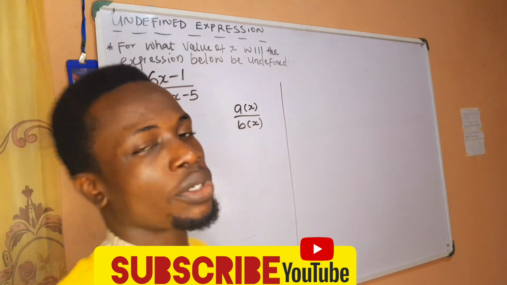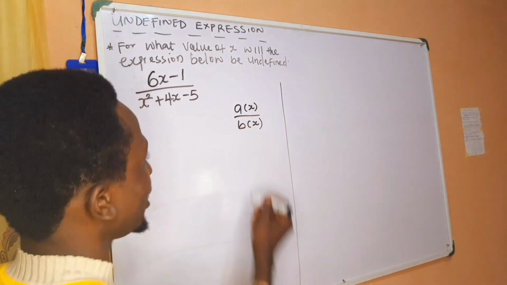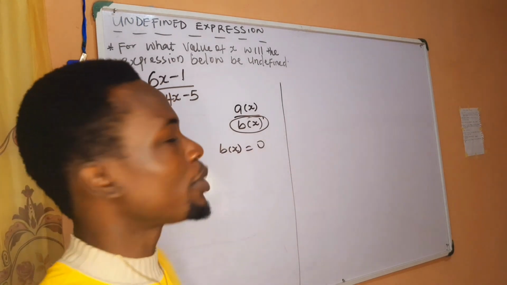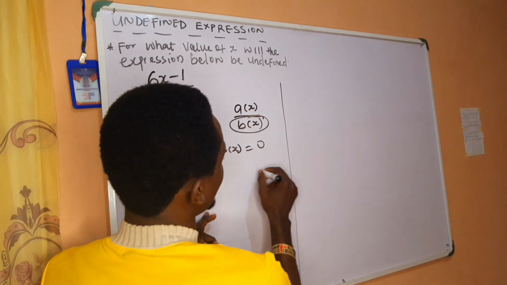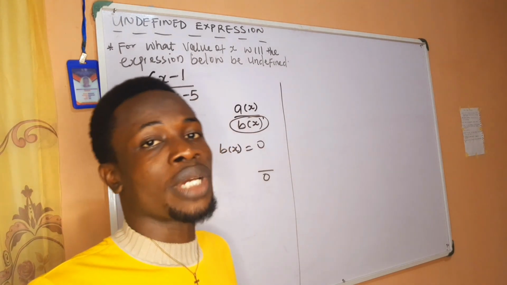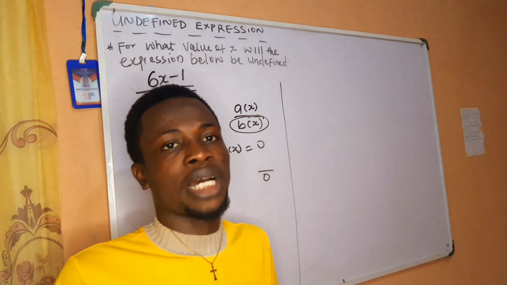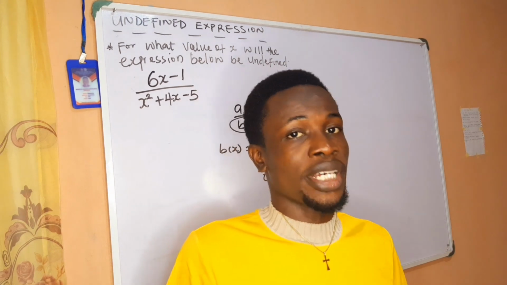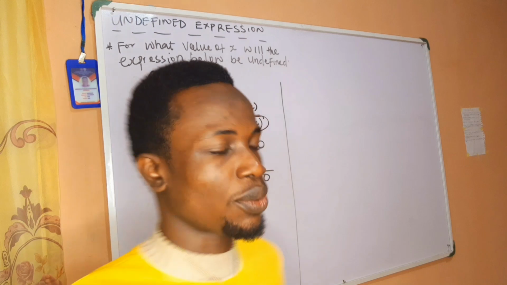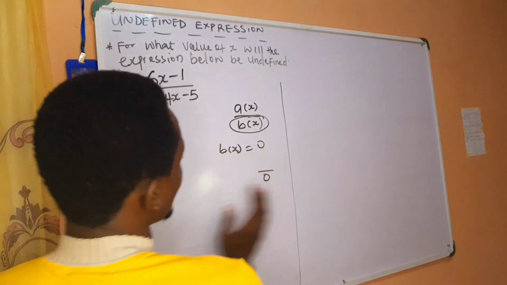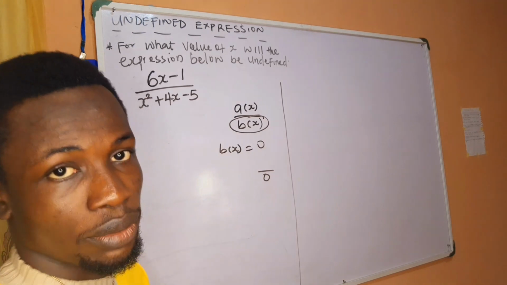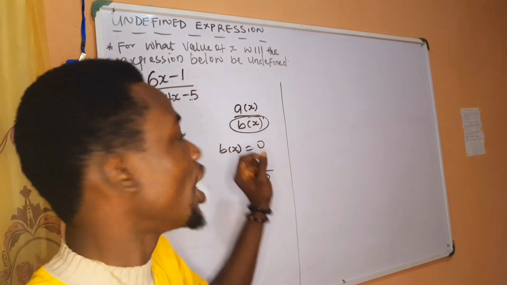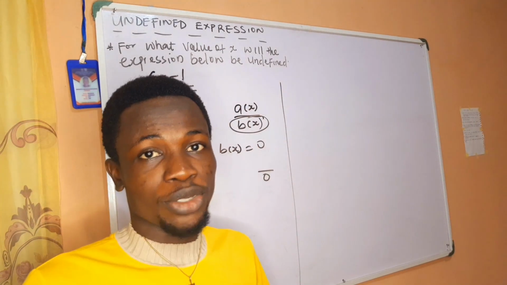So in mathematics, for an expression to be undefined, the denominator, that is b of x, must equal 0. Why? Because you are familiar that whenever you have 0 as a denominator, you end up getting an undefined expression. You can also try this in your calculator. If you divide anything by 0, it will give you a math error simply because there is no value assigned to it. There is no perfect interpretation for it. So, for an expression to be undefined, the value of the denominator, which is b of x, we're taking for instance here, must be equal to 0. So that's what it basically means.